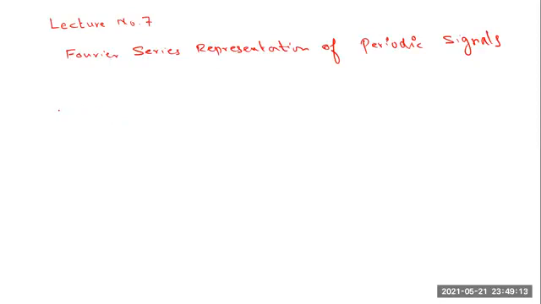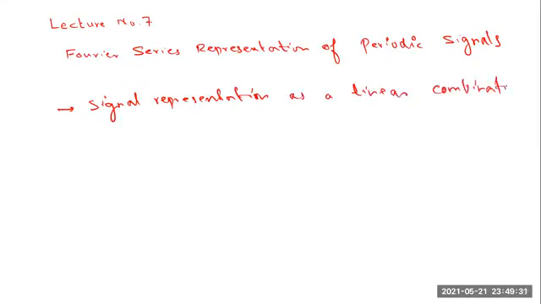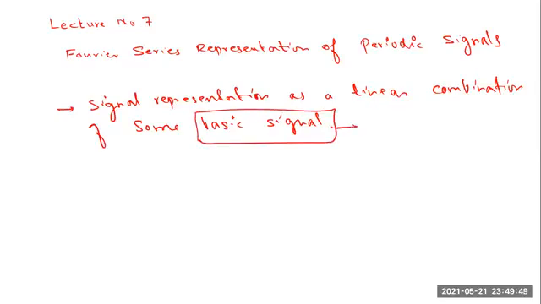So let me write the statement. Signal representation as a linear combination of some basic signal. And in the previous chapter, the basic signal that we used was the unit impulse signal.